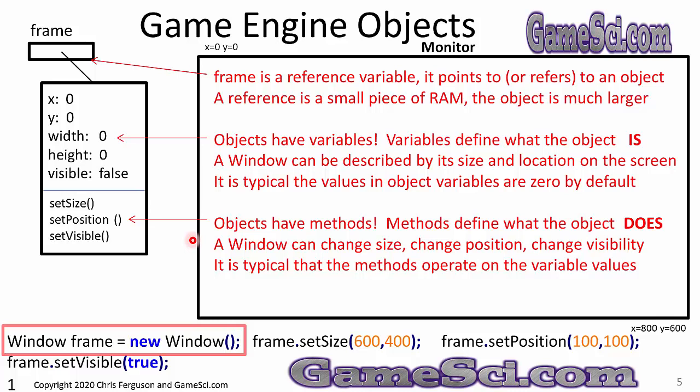Objects also have methods. Methods define what the object does. A window can change its size. A window can change its position on the screen. A window can change its visibility. These are all things a window does. It is typical that methods operate on the variable values. The job of a lot of these methods is to change the values stored in these variables.